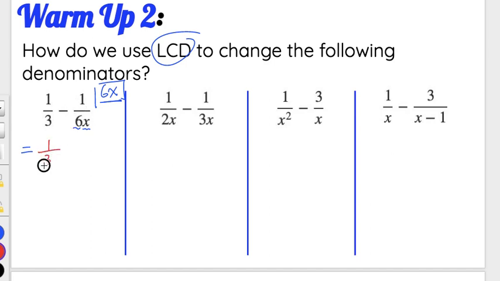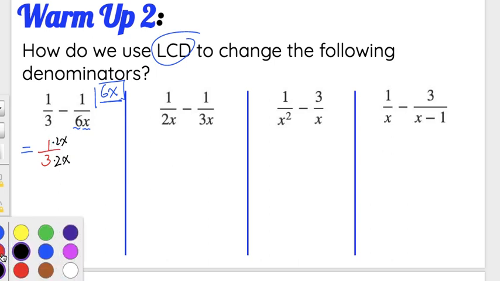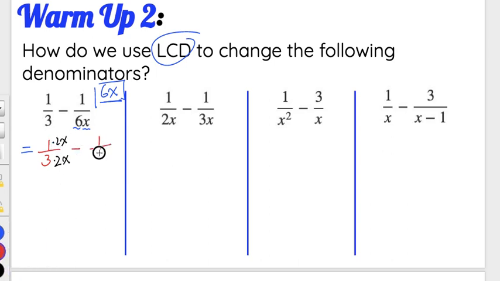So I'm going to rewrite this one, and then we know we multiply 2x, because 3 times 2 is 6, and then x is covered here. And always remember, you multiply the same thing on the top. So now we have 2x over 6x minus 1 over 6x. Now, same denominator, then I can combine them together, just like that, right?